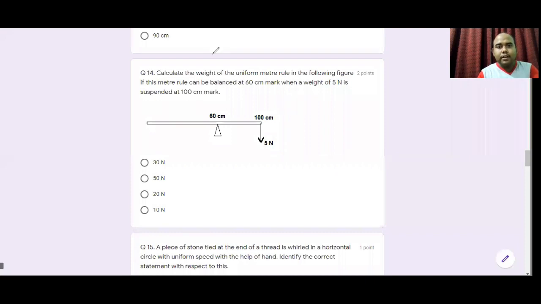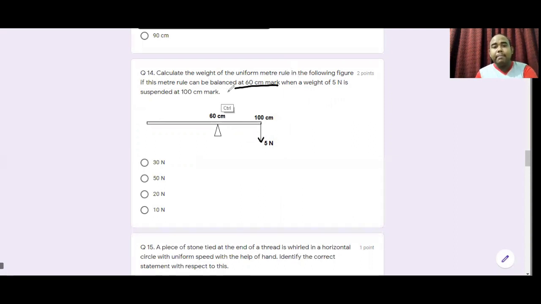So here is the next question. Calculate the weight of the uniform meter rule in the following figure. If this meter rule can be balanced at 60 centimeter mark when a weight of 5 Newton is suspended at 100 centimeter mark. So first of all, this is a uniform meter rule, means 1 meter uniform rule hai. 1 meter means 100 centimeter.